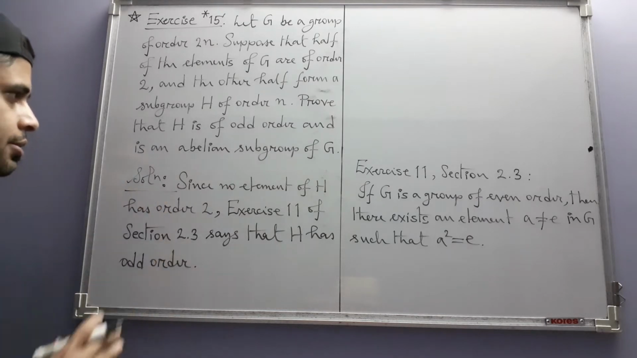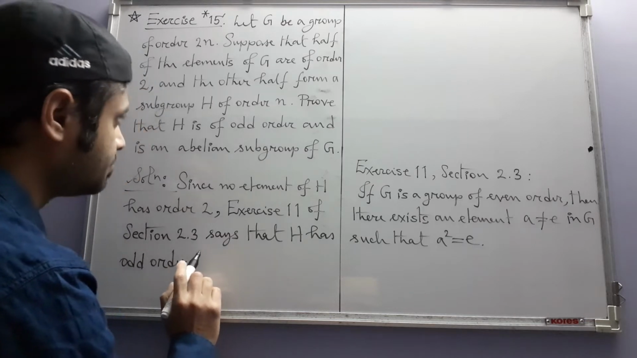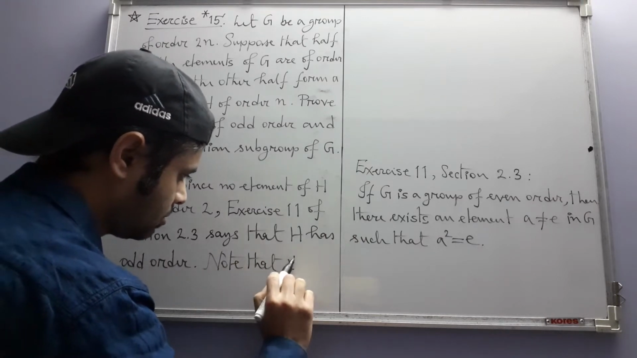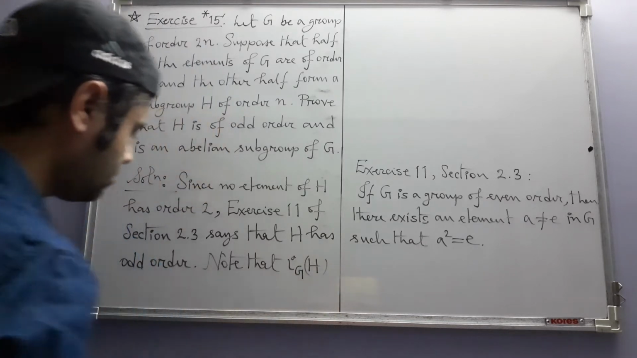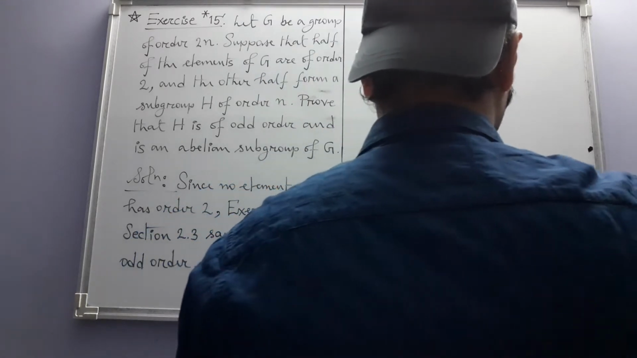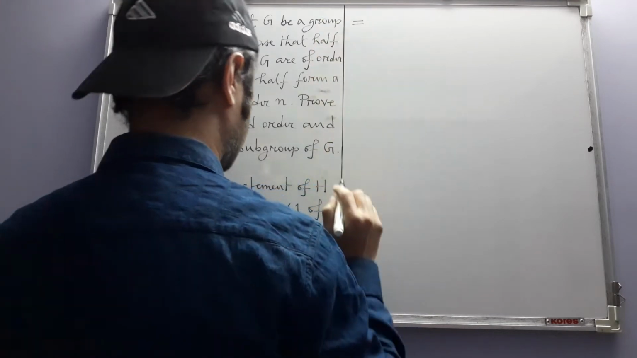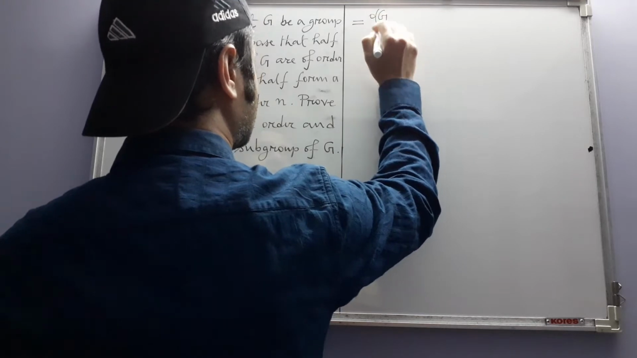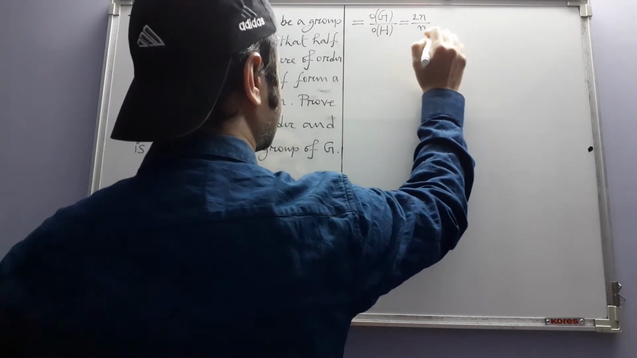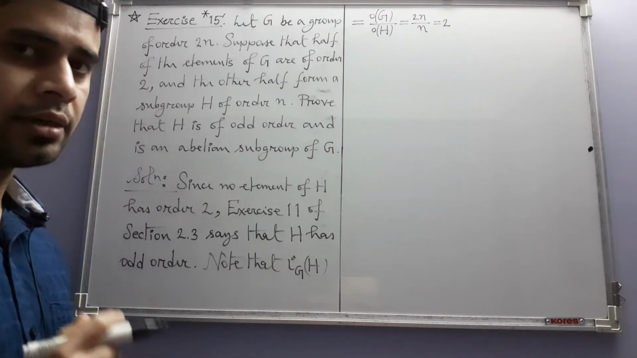Now we want to show that H is an abelian subgroup of G. For that, we consider this fact. Note that the index of H in G is, by definition, order of G divided by order of H. The index is 2, so that means there are 2 distinct right cosets of H in G.